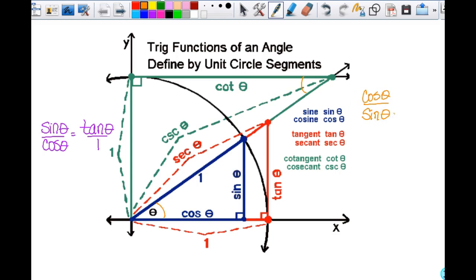Like that's cotangent? So if I looked at just the blue triangle and I did it with the blue and the red, then I'd have cosine theta over sine theta equals 1 over the tangent of theta. Well, yeah, that's what cotangent is. But how do we get that segment?